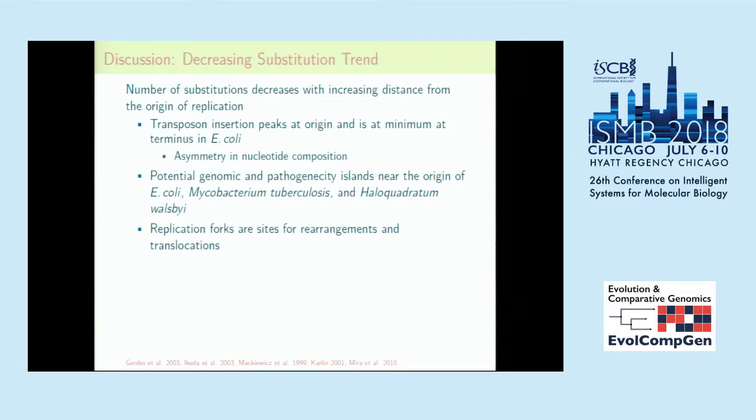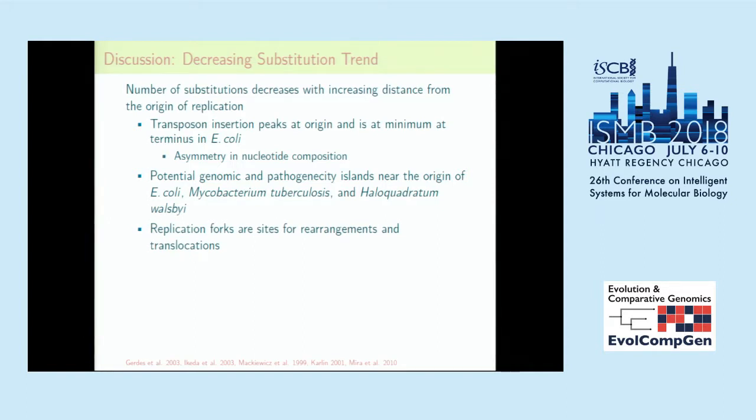Now, some reasons why we might be seeing this surprising decreasing substitution trend is that transposon insertion events tend to peak at the origin and are at a minimum at the terminus. So this means that new genetic information is being brought into the origin, which could bring with it different genomic signatures such as asymmetry in nucleotide composition, differences in GC content, or even differences in substitutions. So this could cause a spike in the number of substitutions near the origin relative to the terminus, potentially describing why we're seeing this trend.